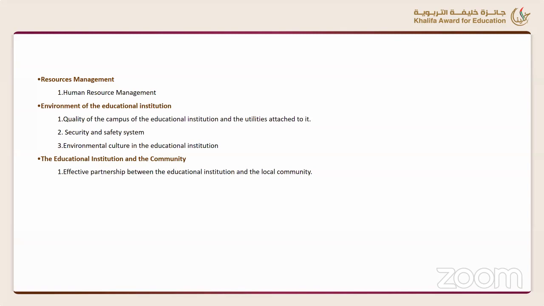And then we have the second criteria, environment of educational institution. We are focusing on the environment, the quality of the campus of the educational institution, and the utilities attached to it. On this sub-criteria, we are focusing on the attractive physical environment. Do you take care of your physical environment? Do you have different physical resources that meet students' needs in the classrooms and in the playground? Did you evaluate the effectiveness of the school equipment and resources regularly?